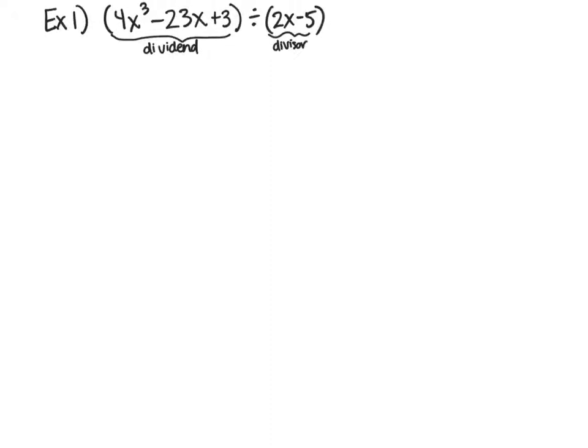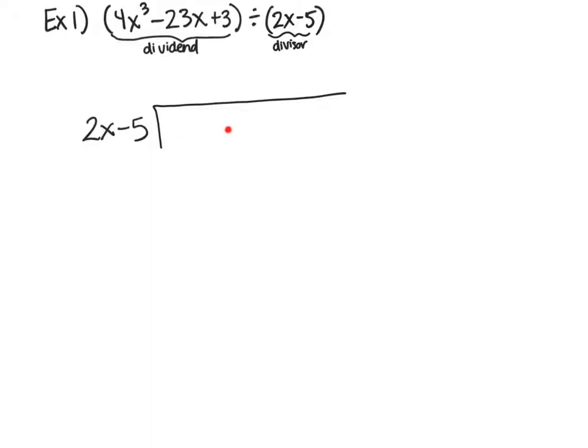Let's set this up using the long division bar. The divisor goes on the outside here, and we just want to make sure that there are no missing terms. So 2x, that is the x to the power of 1, and then after that we have the constant. So there are no missing terms, so we can write 2x minus 5 out here.